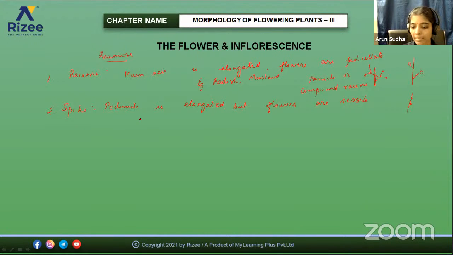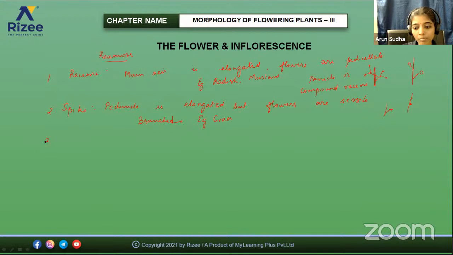But in some cases, the peduncle is branched. Here also it may be branched, and all the branches will have spike-like inflorescence. So it may be branched also. An example is grass.